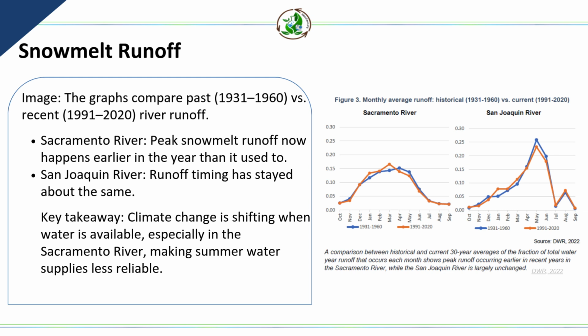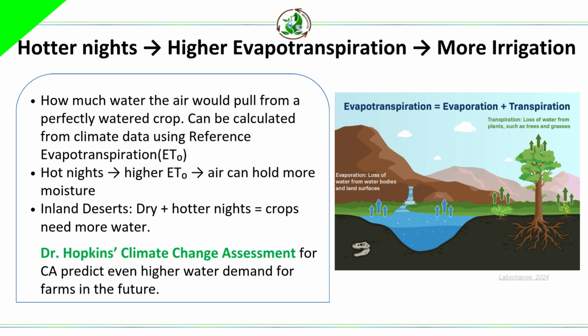Now let's talk about how hotter nights affect water needs for crops. Evapotranspiration, or ET, measures how much water the air would pull from a perfectly watered crop. Scientists calculate it using climate data. Hot nights increase ET because the air can hold more moisture. In inland deserts, where it's already dry, hotter nights mean crops need even more water to stay healthy. Dr. Hopkins' climate change assessment for California predicts that water demand for farms will continue to rise in the future. This shows how climate change affects not just water supply, but also water demand for agriculture.